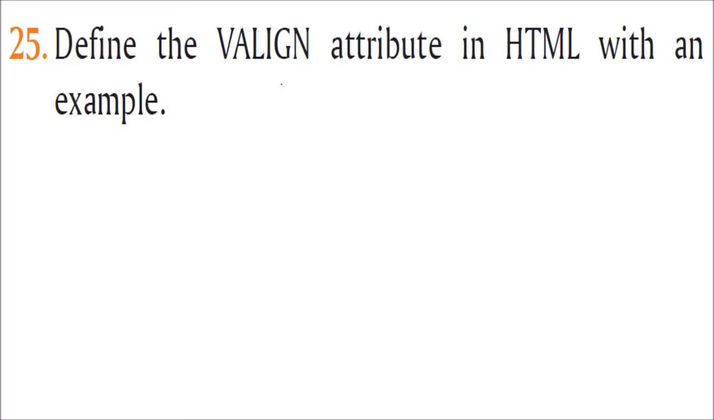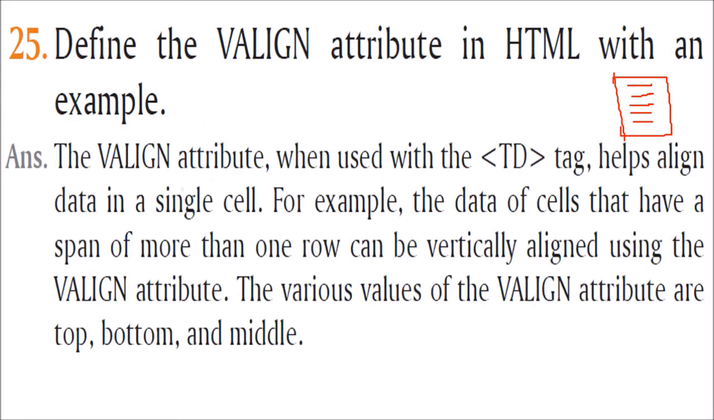Define the v-align attribute in HTML with an example. Now you want to vertically align the text or content. So this v-align attribute, when it is used with TD data, helps align data in a single cell. For example, the data of a cell that has a span of more than one row can be vertically aligned using the v-align attribute. The various values of the v-align attribute are top, bottom and middle.